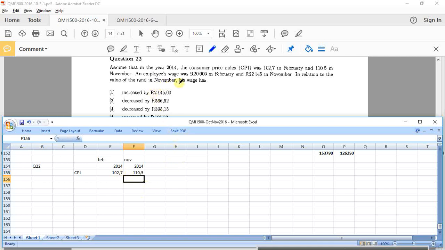Right, an employee's wage was 20,000 in Feb. The wage was 20,000 in Feb. And the wage was 22,145 in November. This actually looks like a repeat question. It looks very familiar. Okay, it could have been a repeat question. I think we did one similar, or even exactly the same. Right, in relation to the value of the rand in November, his wage has increased by what?